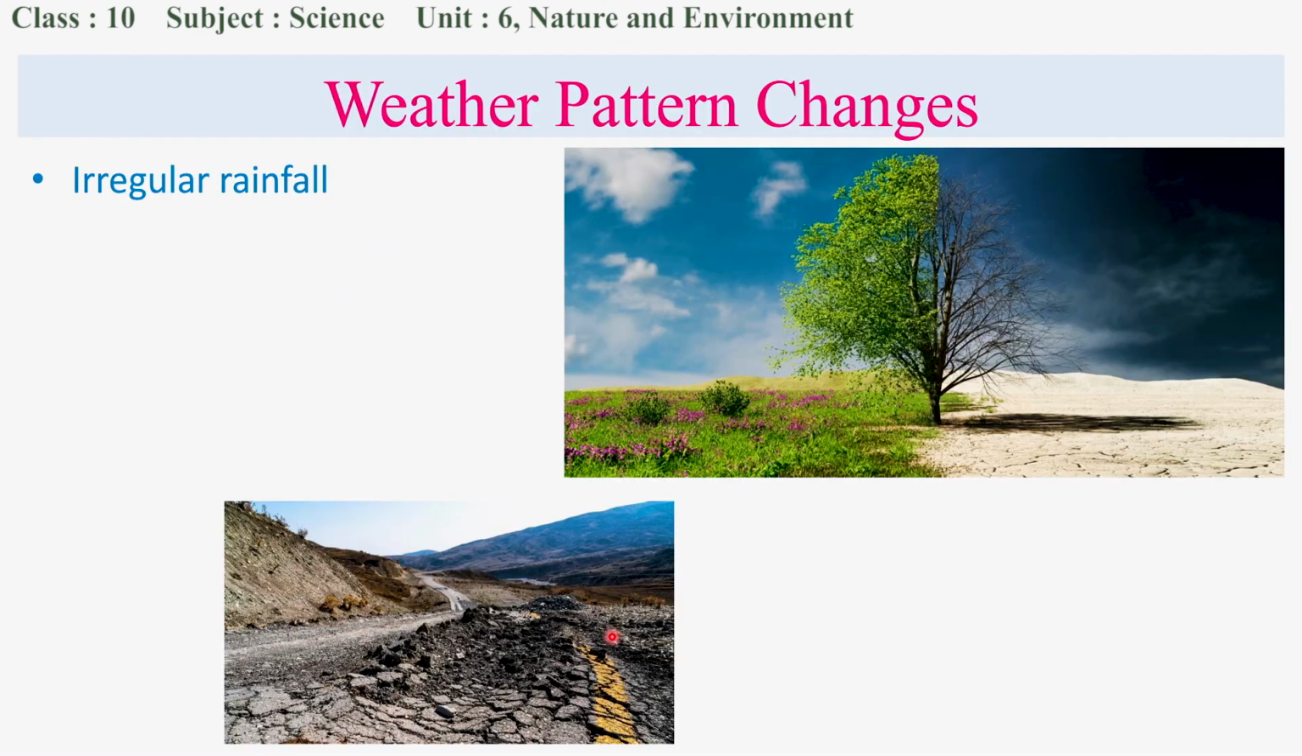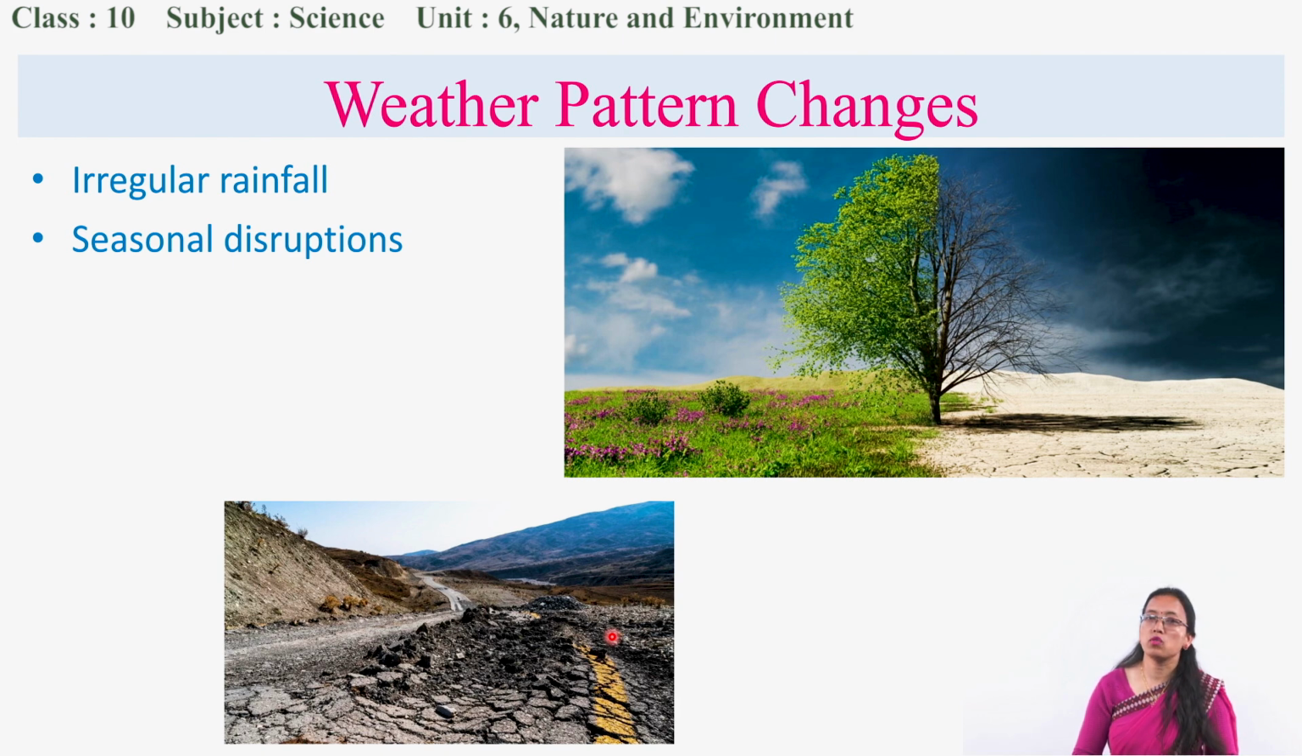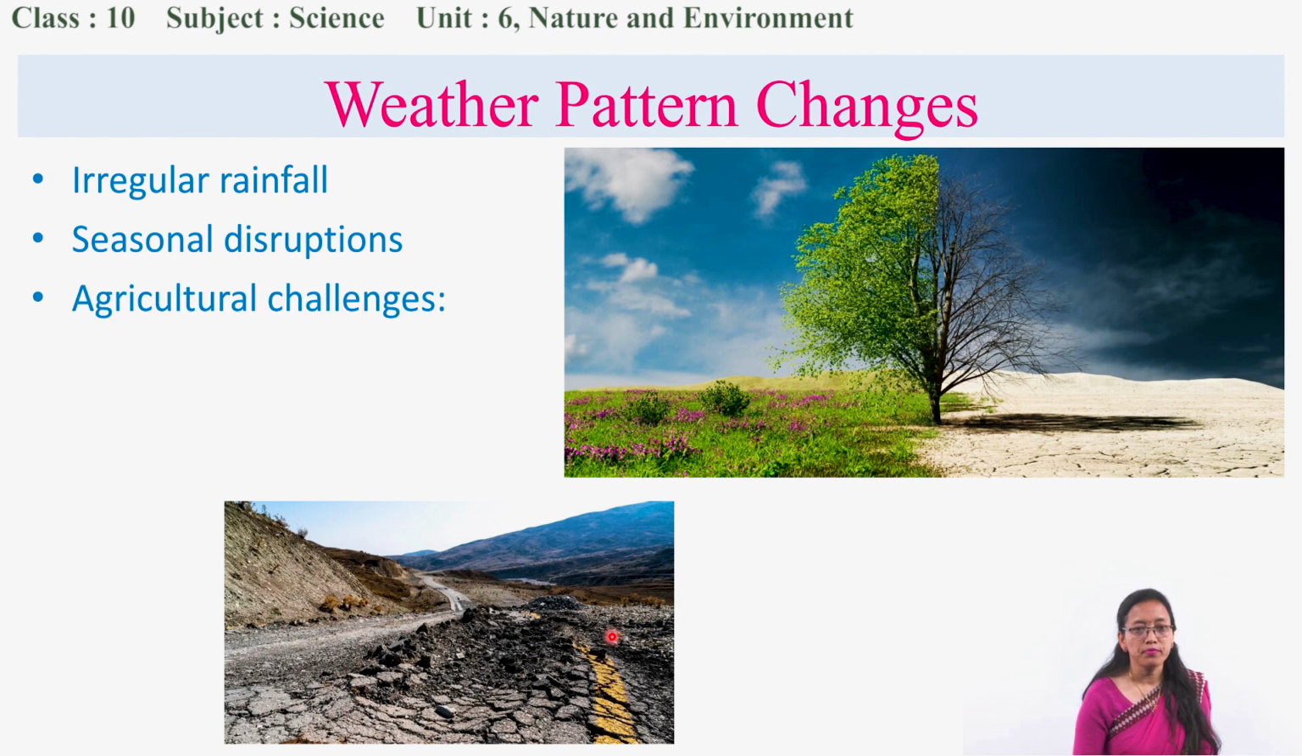So how is it occurring? Irregular rainfall. The rainfall pattern has also changed. Another one is seasonal disruption. I have just given you the example. In the winter season also we don't feel very cold, is it? And even in the rainy season we don't find rainfall. So this seasonal disruption is also occurring because of this climate change.